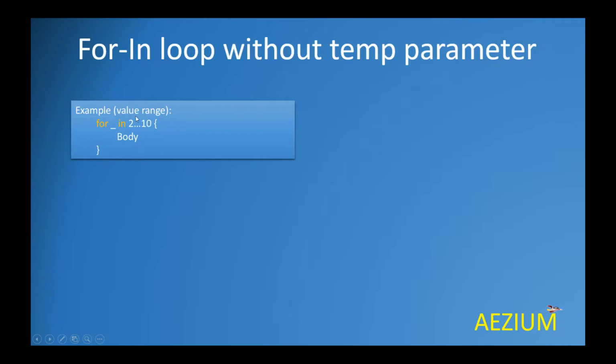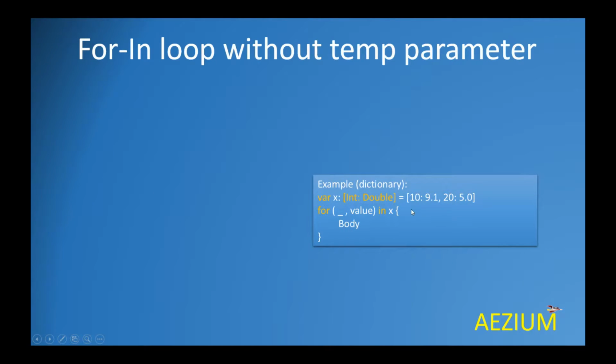So in such a case, for instance in this example, we will have values from 2 to 10. That means we are having 9 values, and this means that this loop is executed 9 times, and the body of the loop is run 9 times without actually using these particular values 2, 3, 4 up to 10 within the body of the loop.